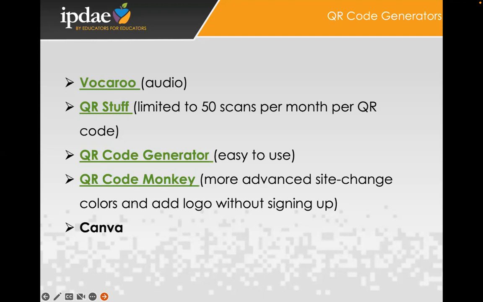And then if you are familiar with Canva, they've also added a QR feature. So if you are making PDFs, posters, invitations, just anything, banners, you can add a QR code right to Canva and it's right there for you.